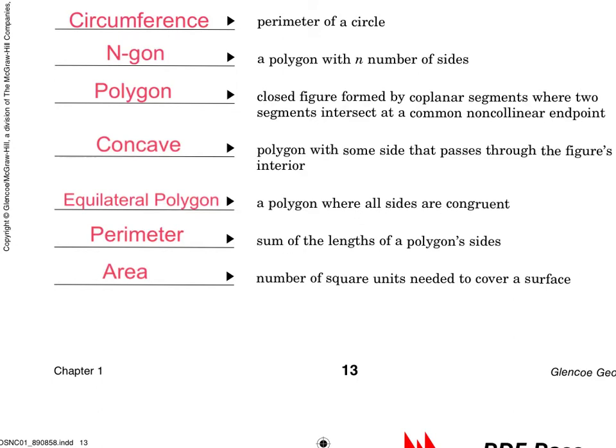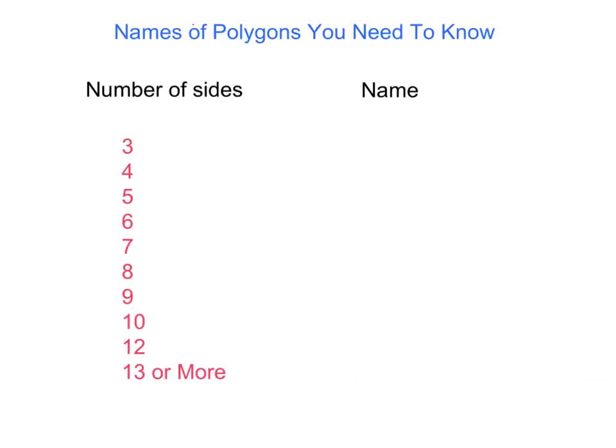Next thing we're going to do, we're going to make a list of the polygons so we understand the names of them. Alright, so these are what you need to know, and these are just any polygon that has that number of sides. Now, a couple things you guys will need to know. All of these, we skip 11, we'll just talk about this, and then 13 or more, they don't all have the same name, but they all go by the same format. So let's just create this list.